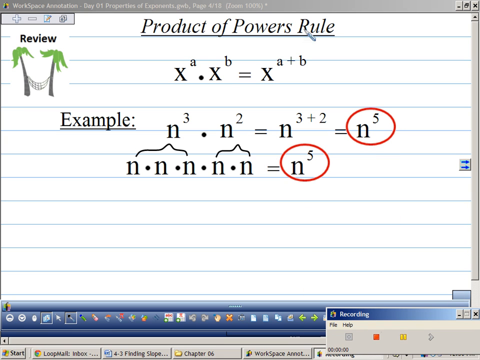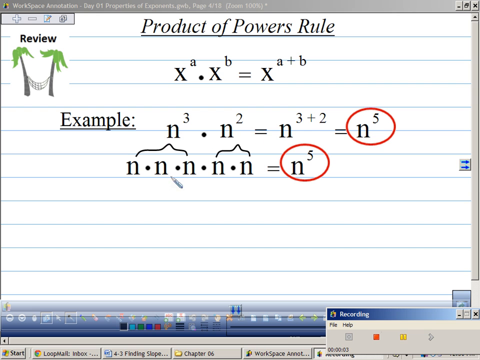Okay, so let's talk about the product of powers rule. If I have common bases, that's what these two are, x and x are common bases, their exponents can be added. And I like to think of it as, I just speak what I'm looking at. If I have x a times and x b times, then I have x a and b times.